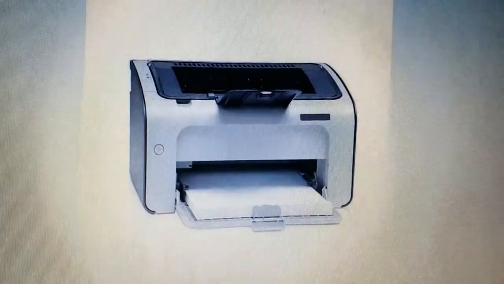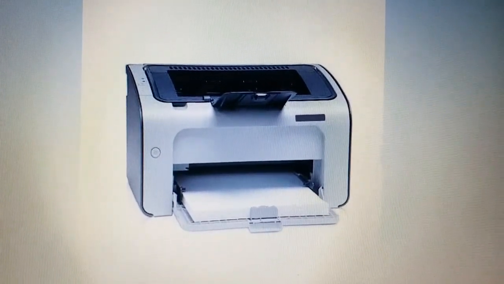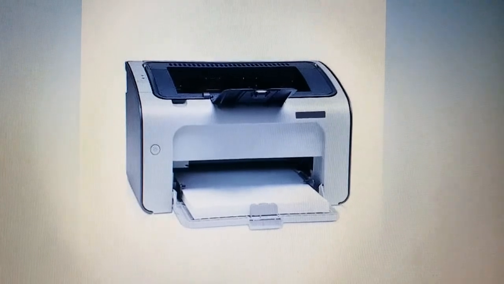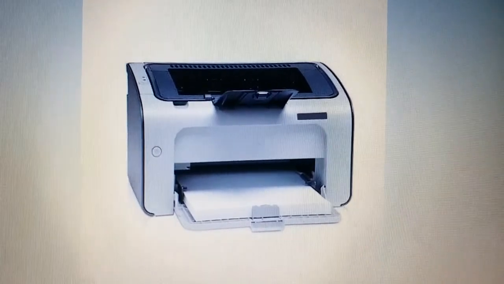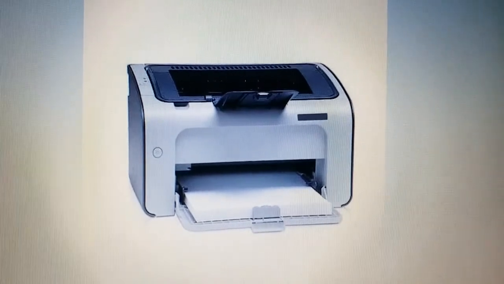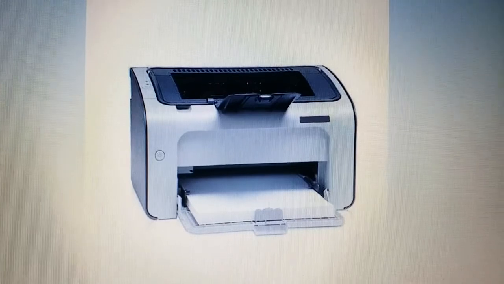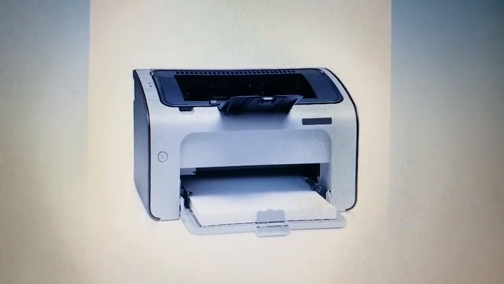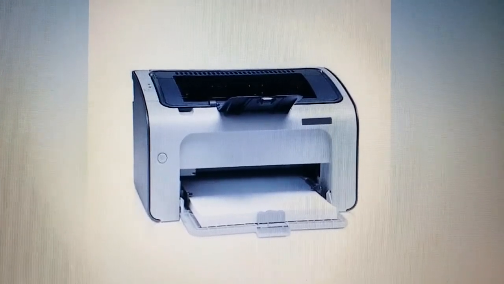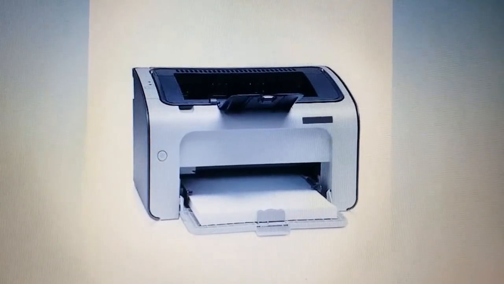Students, I am showing you this picture. Recognize this device. What is this? Yes, you all are correct. This is a printer. And which kind of device is this? Yes, it gives you output. So this is the output device. So we will discuss what output devices are and how many components are related to output devices.